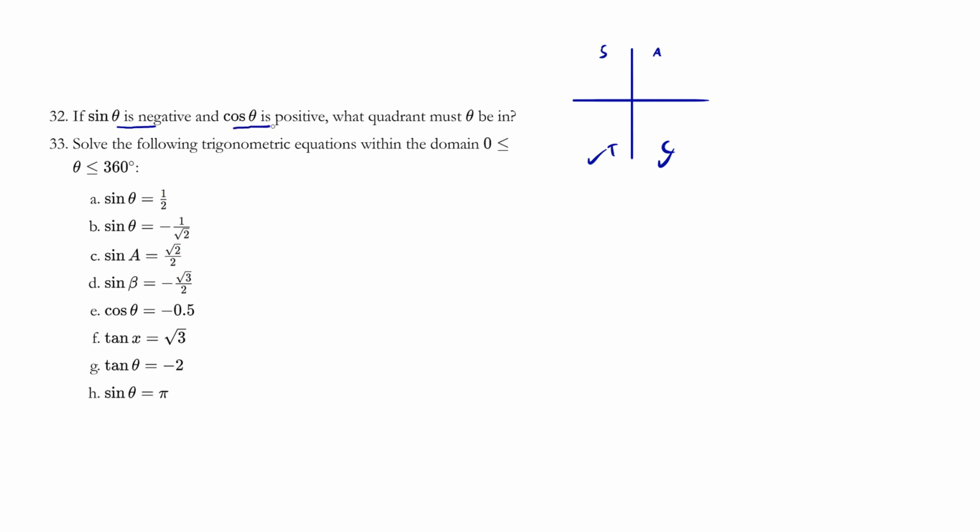Now we also know that given cosine is positive. Cosine is positive here and here. So the quadrant that theta must be in, that is fulfilled by both criteria, is in this quadrant here, which is 1, 2, 3, 4. We're talking about quadrant 4. IV means 4.